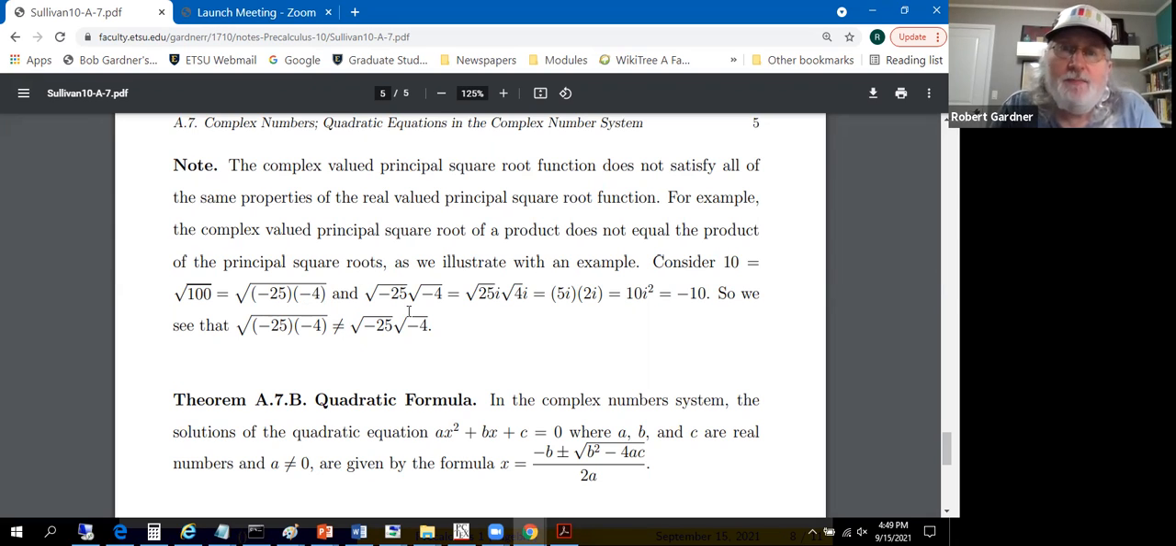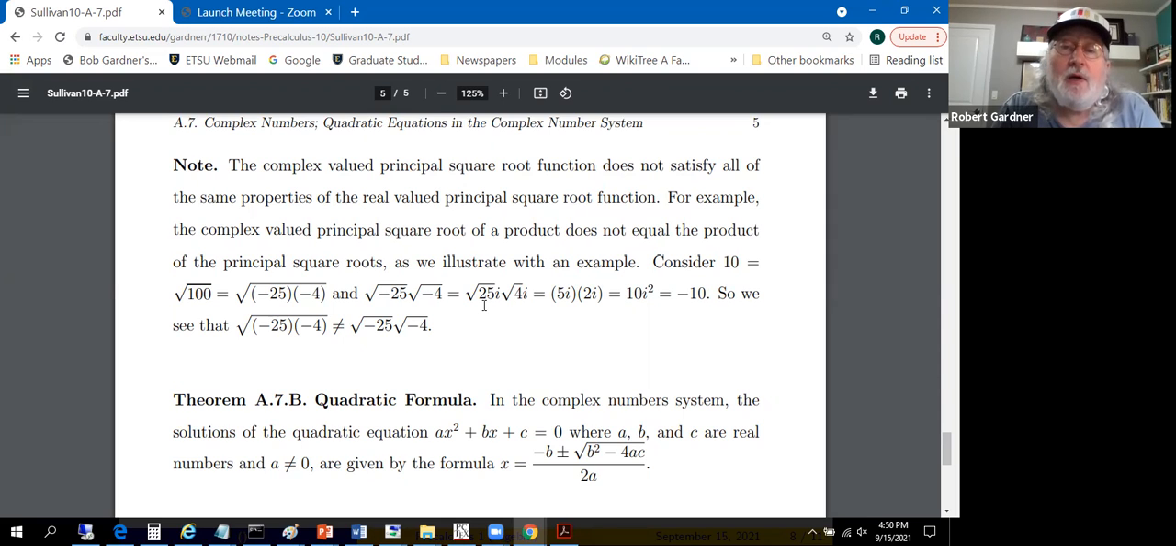That's the observation. If we were to consider the square root of negative 25 times the square root of negative 4, square root of negative 25, how was that defined? Take the square root of 25, really the absolute value of this, and then put an I out there. How do you take the square root of negative 4? Take the square root of 4 and insert an I. Take the square root of the positive part of this, take the absolute value, and then insert an I.